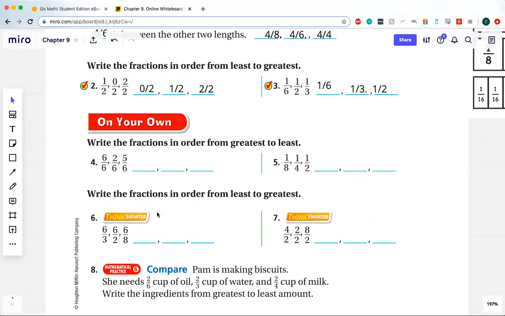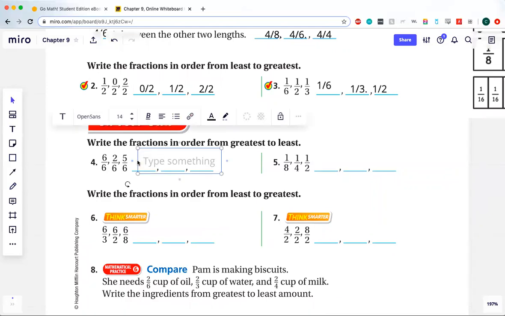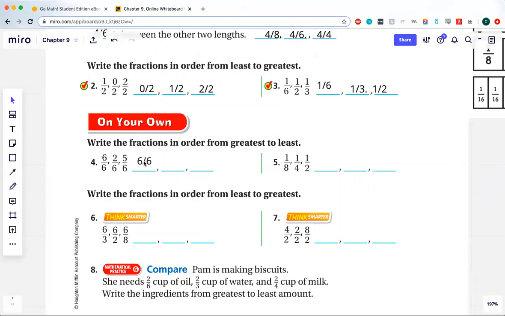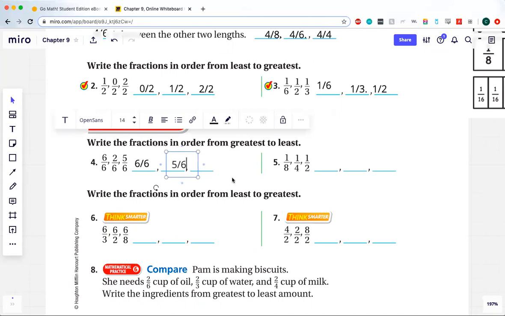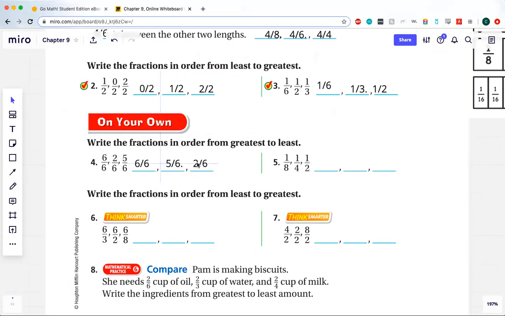So which one is the biggest? Is 6 a bigger number, 2, or 5? We know that 6 is bigger than 2 or 5, so that's going to be our greatest. So I'm going to write 6 over 6 here. Now which one's in the middle? Is 2 closer to 6, or is 5 closer to 6? 5 is definitely closer to 6. So I'm going to go ahead and write 5 over 6, because that's our one in the middle. And then our smallest piece is going to be the one with the smallest numerator, so 2 over 6. Okay?